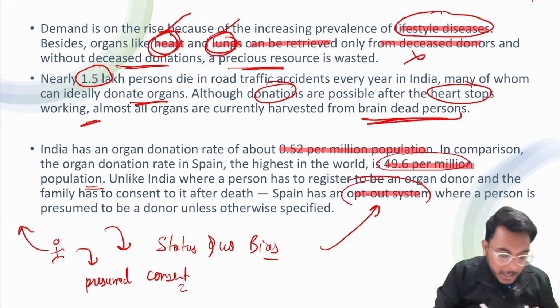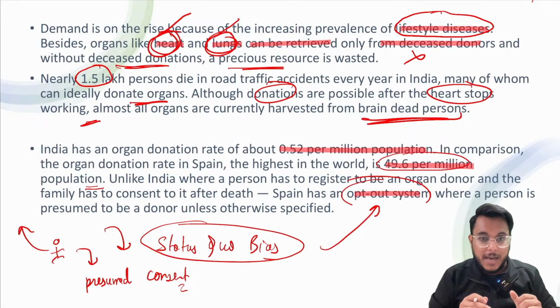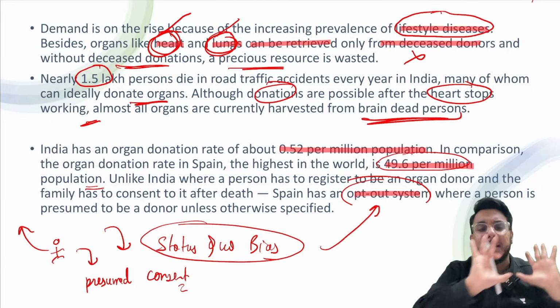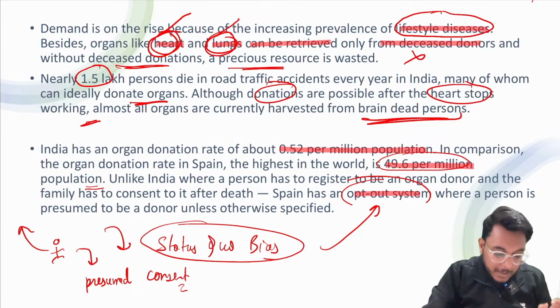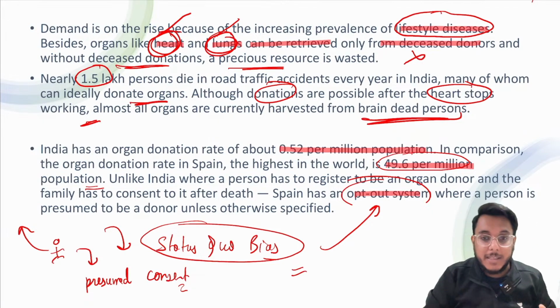Why will the people not do that? Because of the status quo bias. Are you getting it or not? So what is happening? We let it go. Because of that particular thing, there are a high number of people who are donating organs.